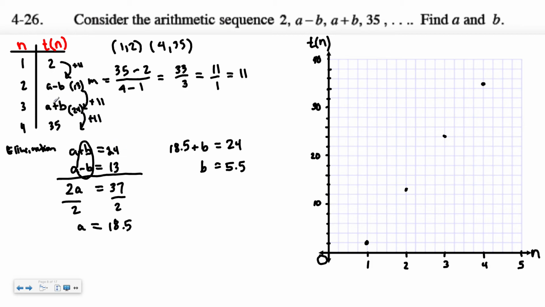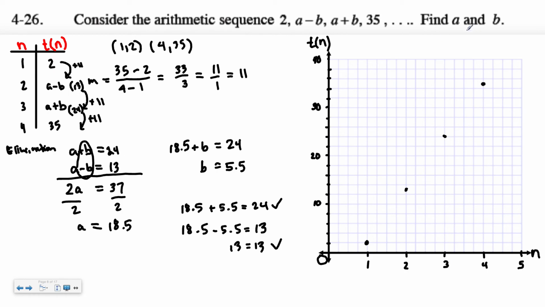Well, let's check it here and see. Let's just plug them both back in. We already know right now, because we just solved, that 18.5 plus 5.5 gives us 24. And when we do 18.5 minus 5.5, that should give us 13. Well, half minus half gives us 0. 18 minus 5 gives us 13. We know that that is going to give us the correct answer.